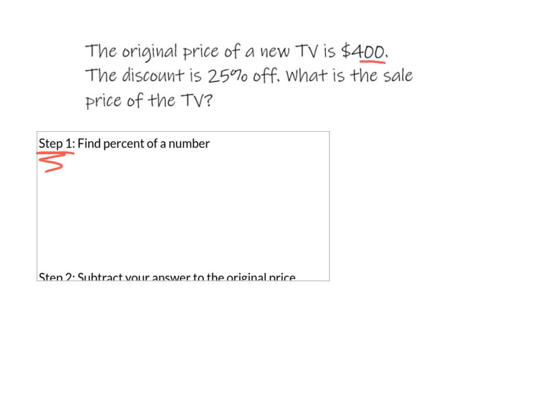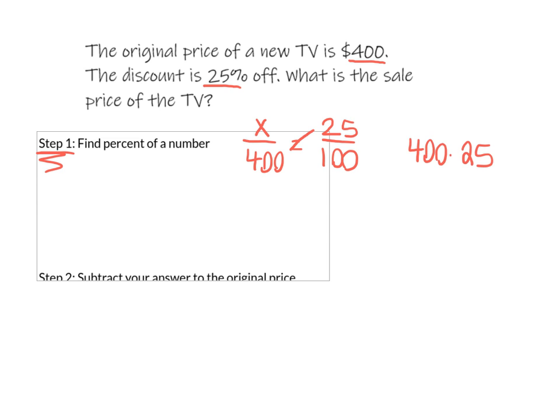So my total price is $400. So I would need to write X over 400, and my percent is 25%. So I would write 25 out of 100. My next step would be to cross multiply. So I'm going to multiply 400 times 25. 400 times 25 is going to give me 10,000.